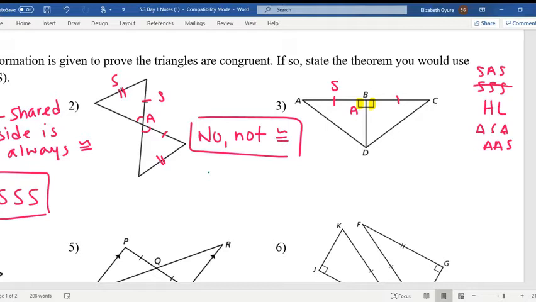Side, side, side's not a possibility. We would have at least needed 2 sides to start with, right? Not an option. Side angle side is on the table, hypotenuse leg is on the table, and I guess the other ones kind of are too. So we've got to look at our picture. Does anyone notice something about our picture? We talked about it with number 1.